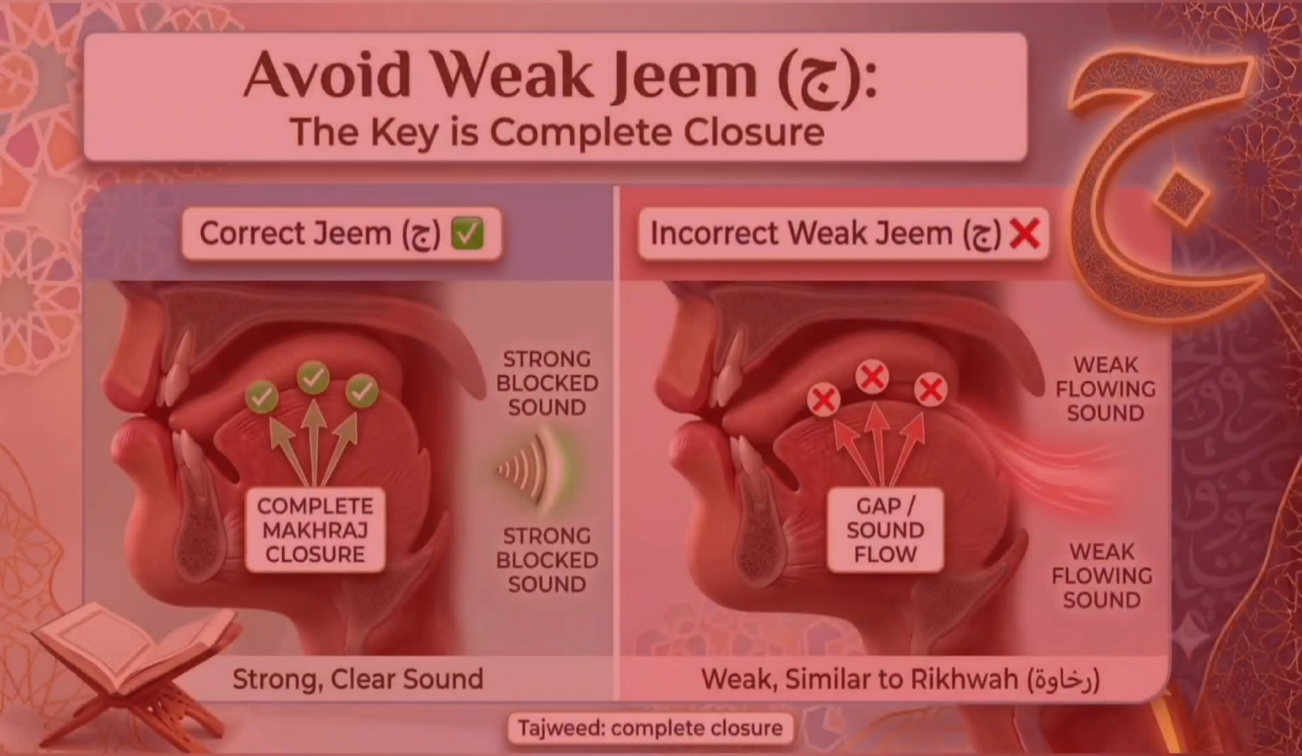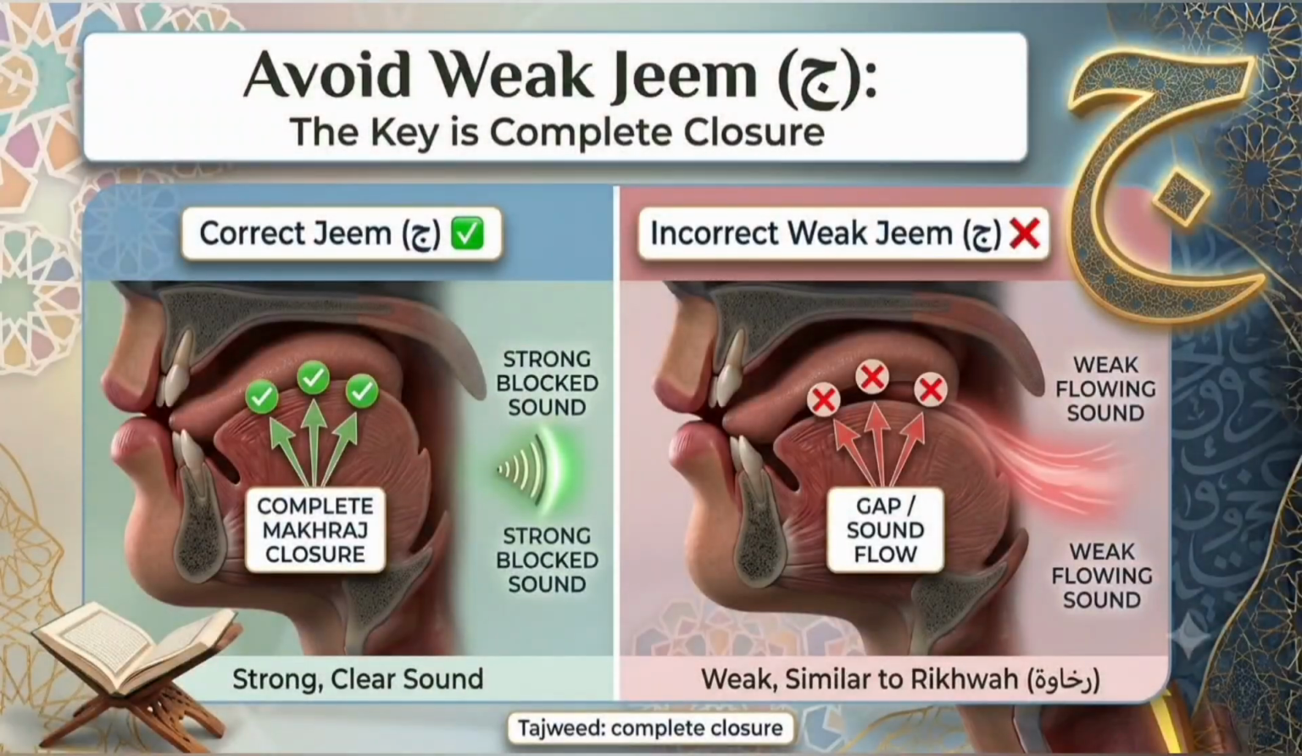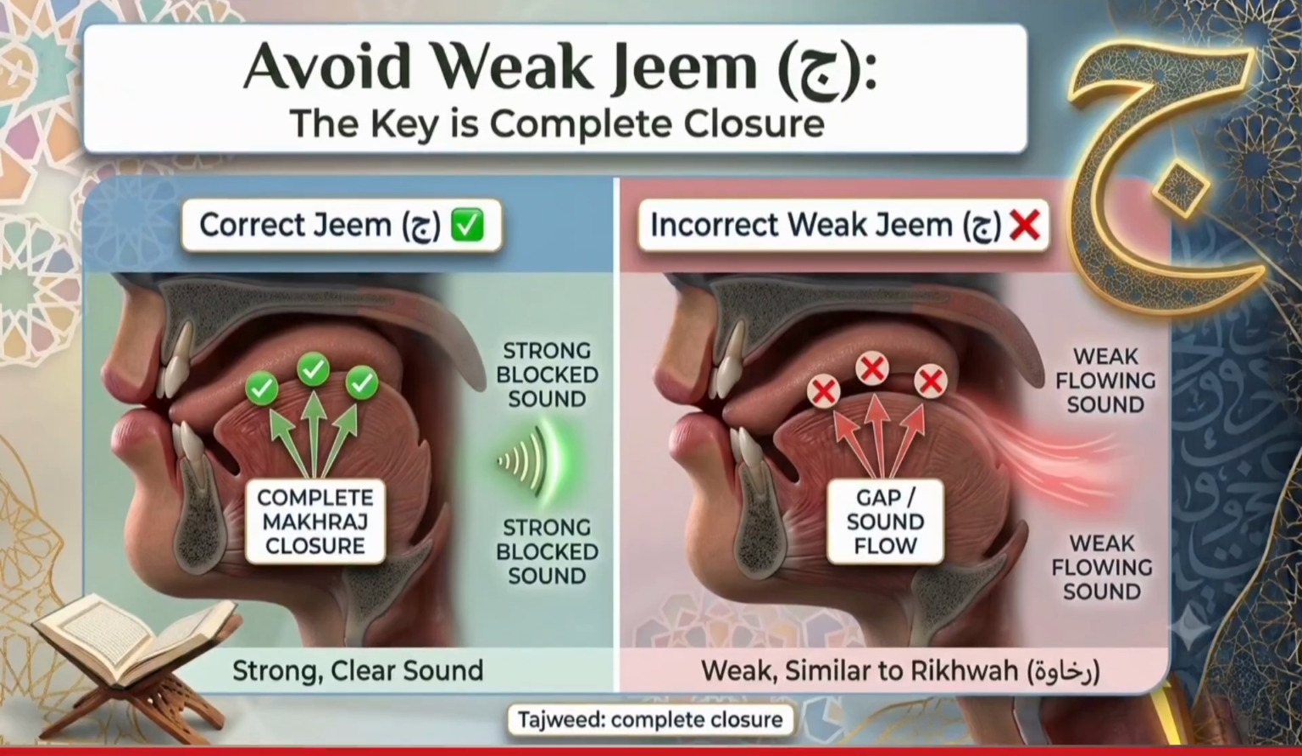In the letter Jeem, what is the result of failing to achieve a complete closure of the middle of the tongue against the palate? If the closure is incomplete, the sound will flow and the letter may become weak. This creates an error similar to rakhawa. It is not like aj. It is aj, aj.